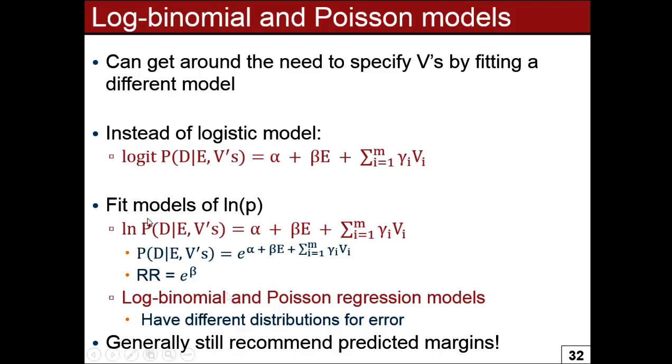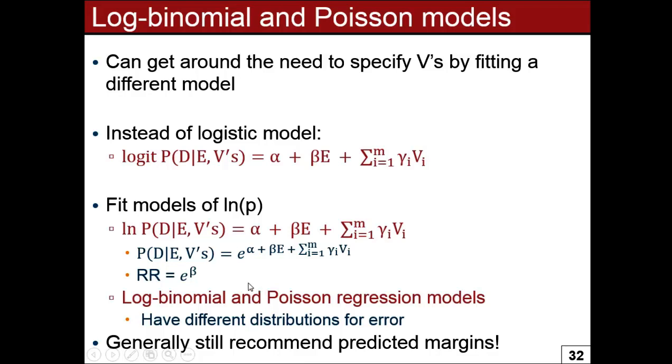This is very similar, as we'll see in a few weeks, to the Poisson regression model, which is also a log model. This will often give you similar answers to the predicted margins approach. But you're actually fundamentally fitting a different model. Sometimes this doesn't fit the model well. Sometimes you get weird convergence issues, and sometimes the data blows up. SAS will blow up when you use this. So one way around this problem is don't use a logistic regression model. Use a fundamentally different model, which is the log binomial model.